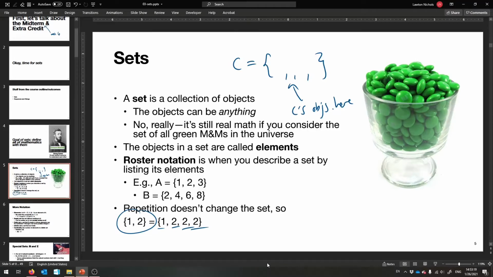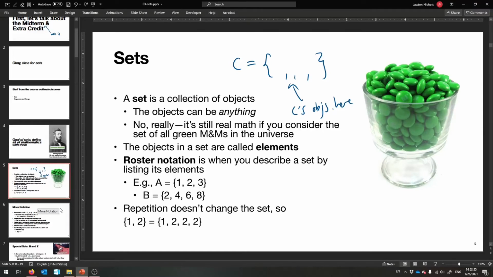We don't care about duplicates. We get rid of them, in fact. So these are the same set, even though we usually write it like this. Okay, so just keep that in mind. Duplicate elements do not count. Okay, so we get rid of those. So that is it. That is sets.